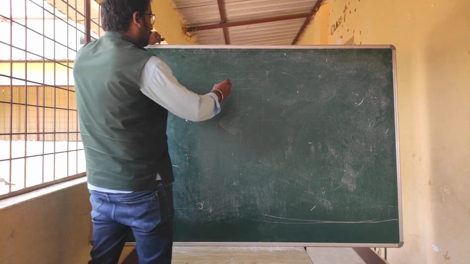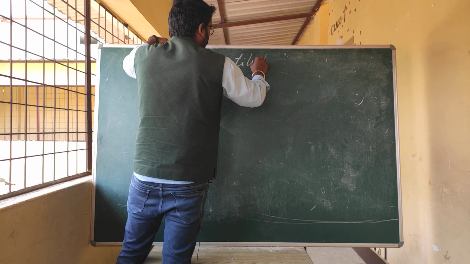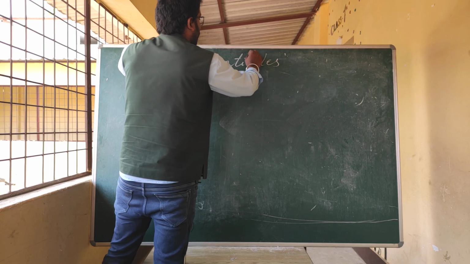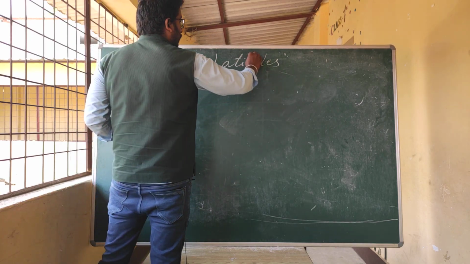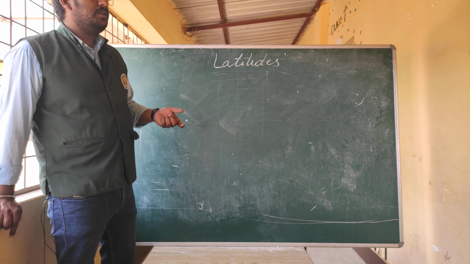So let us come to the first one, that is latitudes. So what are latitudes? Latitudes are the horizontal or parallel running lines horizontally to the earth's.